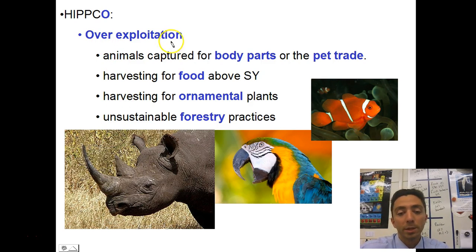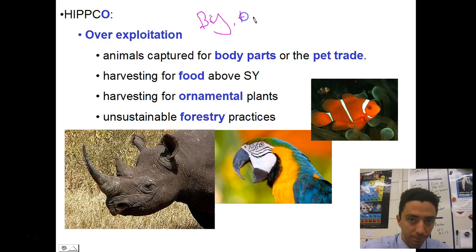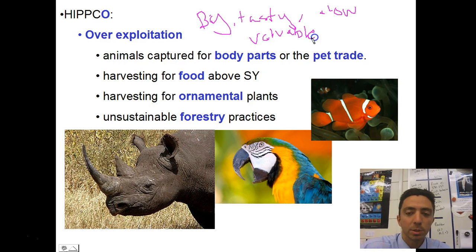And then the last one is over exploitation. And so this one is typically attributed to being big, tasty, slow, or valuable parts. And these species are ones that we are actually doing the killing or the removing of.